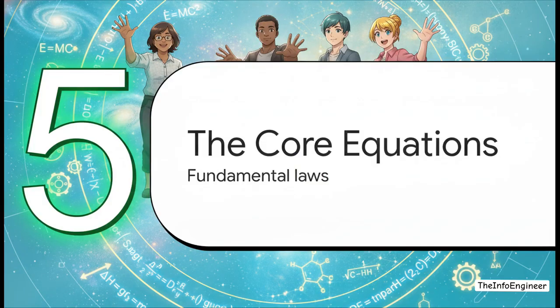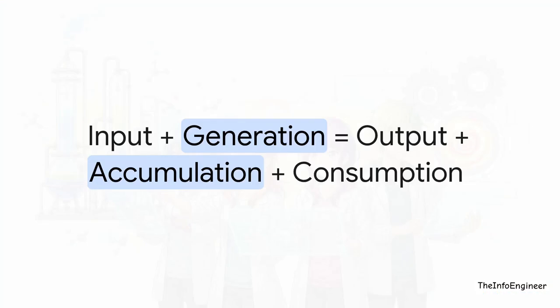Section 5. The core equations. So once your DOF hits 0, you get the green light. It's time to bring in the foundational laws of the universe to actually solve for those unknowns. What you're seeing is the ultimate governing equation for mass. What goes in, plus what is created by a chemical reaction must equal what goes out, plus what builds up inside, plus what gets consumed by a reaction. It is an absolute law of conservation.